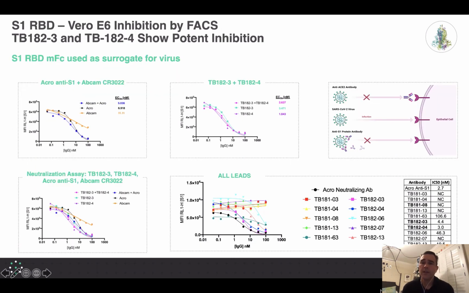We also then created a cell-based blocking assay for S1. Again, we started with VRE6 cells, which express high levels of ACE2, and we use S1 RBD mouse FC as a surrogate for the virus. What we show is we can find a whole panel of antibodies that block the interaction between S1 RBD and the ACE2 on the surface of these cells. In particular, TB1A2, 3, and 4 that I talked about before have high levels of competition with S1 interacting with ACE2 on the cells.